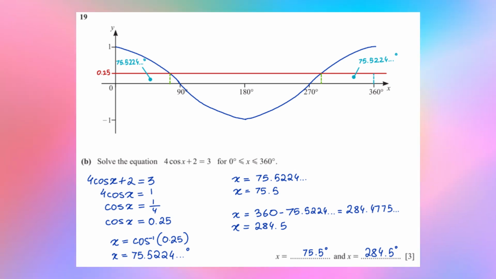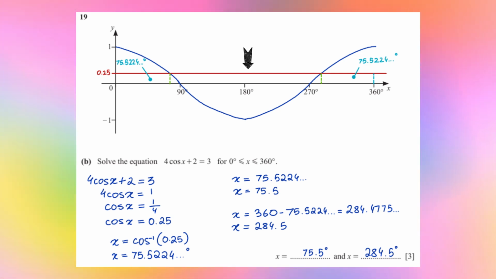It says to solve the equation 4 times the cosine of x plus 2 equals 3 for x between 0 degrees to 360 degrees. Okay, so first we need to rearrange this equation so that the cosine of x is the subject. Subtract 2 from both sides. Then divide both sides by 4. This gives us the cosine of x equals 1 over 4. This is the same as the cosine of x equals 0.25.